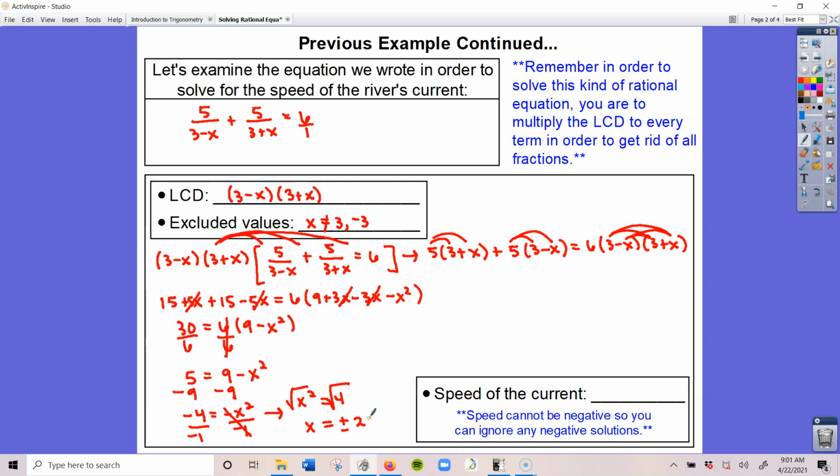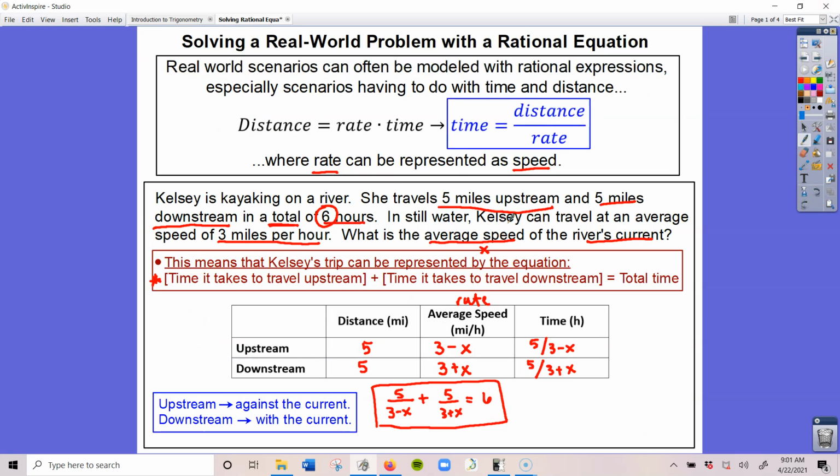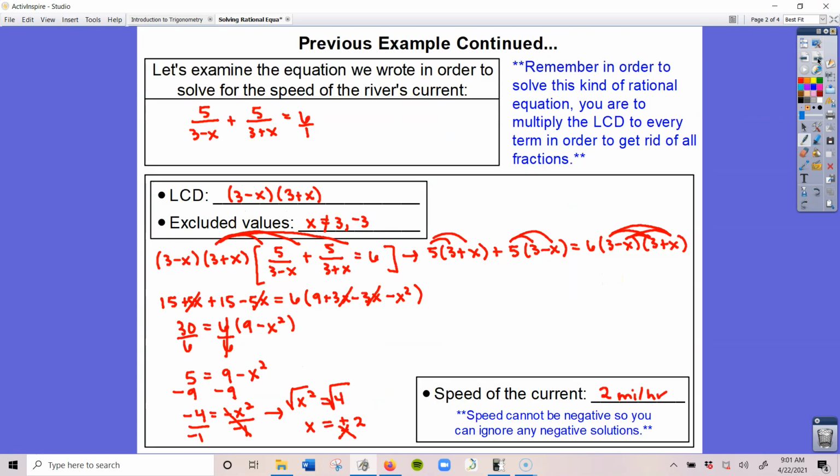Now for all of these word problems, there's only one real solution. X, remember, represents the speed of the current. Speed cannot be negative, so I can just discount the negative answer. And 2 is not one of my excluded values. Therefore, the speed of the current is 2, and then our units are miles per hour, since that's what was given in the problem. If we look back here, all of the units were miles, miles, and miles per hour. So we want to stick to the same units. So that would be the speed of the current.